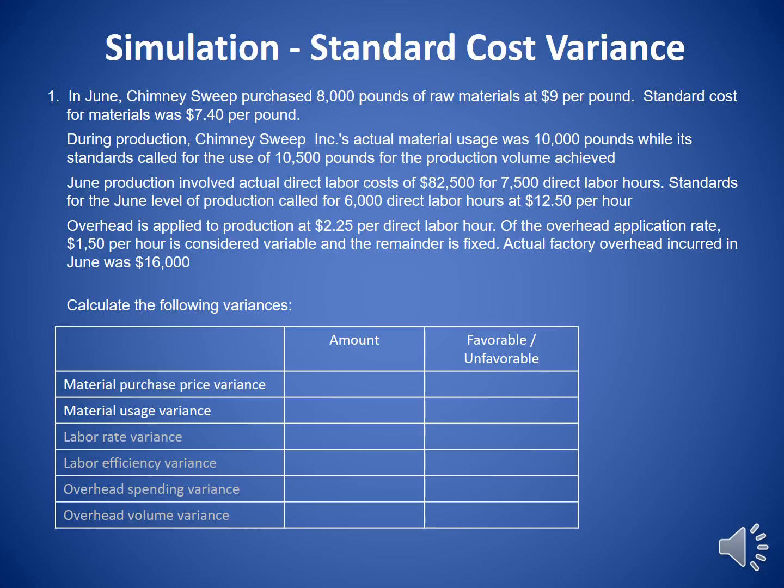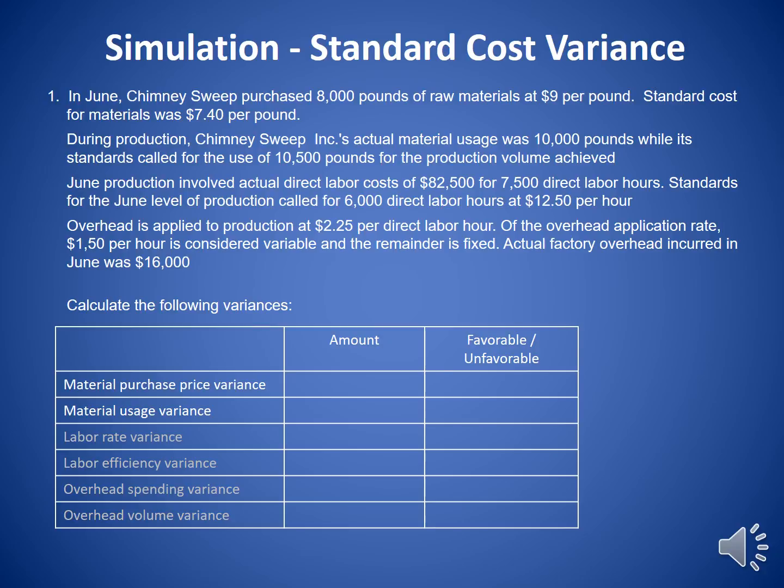Let's attempt this standard cost variance simulation. In June, Chimney Sweep purchased 8,000 pounds of raw materials at $9 a pound. The standard cost for the materials was established at $7.40 a pound. During June production, Chimney Sweep's actual material usage was 10,000 pounds, while its standards called for the use of 10,500 pounds for the production volume that they actually achieved.